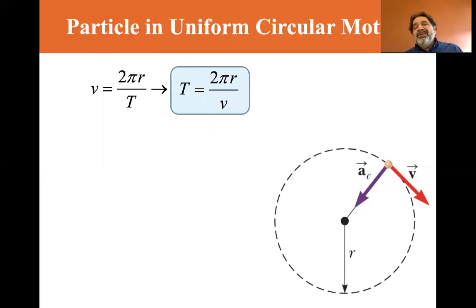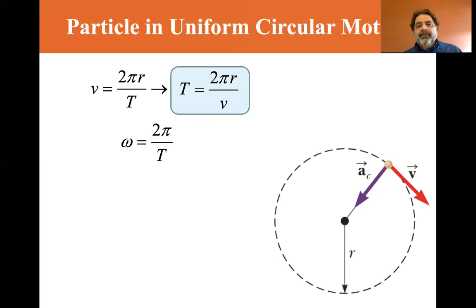What if we slow down our velocity to where it's 1/2 of the initial velocity? Well, it's going to take you twice as long time-wise to go around the entire circle. So if your velocity goes down by 1/2, your period will go up by 2.